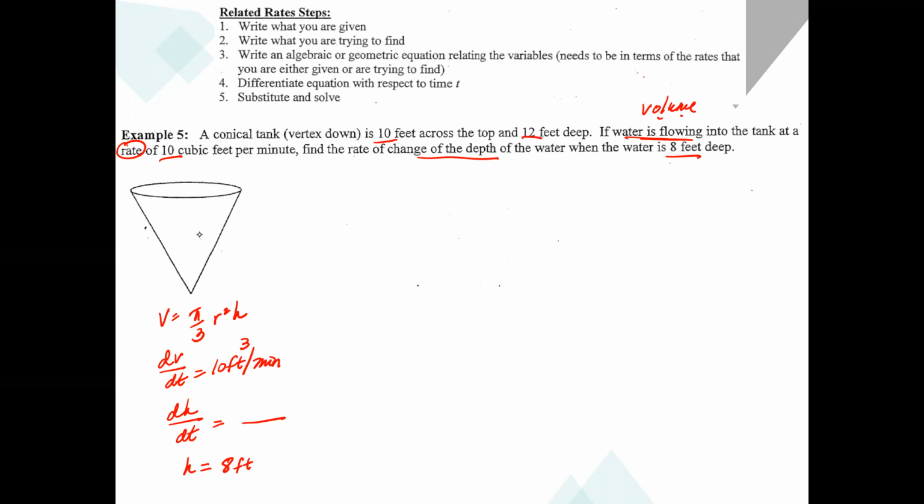So then let's take a look at this. You're going to go ahead and redraw this right here. And here we go. That is the current water flow right there. So then I have the height right here. I know that it is 10 feet across the top, so half of 10 is going to give me 5 on top right there. And it is 12 feet deep, so I know the height of this is going to be 12.